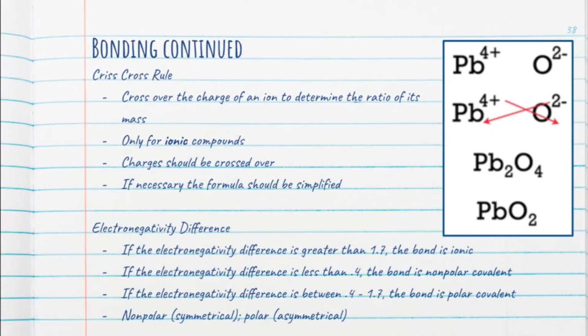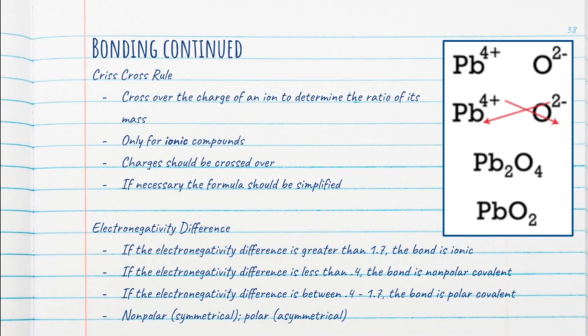You can also use the crisscross rule when applicable. The crisscross rule crosses over the charge of an ion to determine the ratio of its atoms. It's only used for ionic compounds, so charges should be crossed over, and if necessary, simplified. In the example, we have Pb 4 plus and O 2 minus. So you cross over the charges and you'll have Pb2 O4. But this can be further simplified to PbO2 by dividing each of the subscripts by 2.